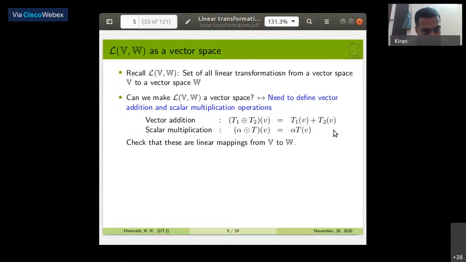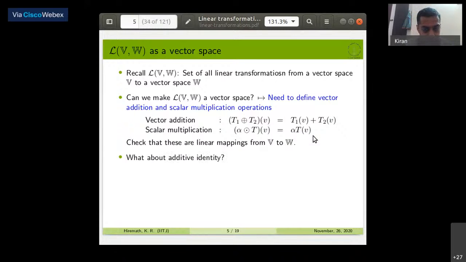In the case of scalar multiplication also, alpha times T acting on V is defined as alpha acting on T of V. And since W is a vector space, alpha times T of V is meaningful as far as this scalar alpha is coming from the underlying field. So in that sense, both of these operations are meaningful.